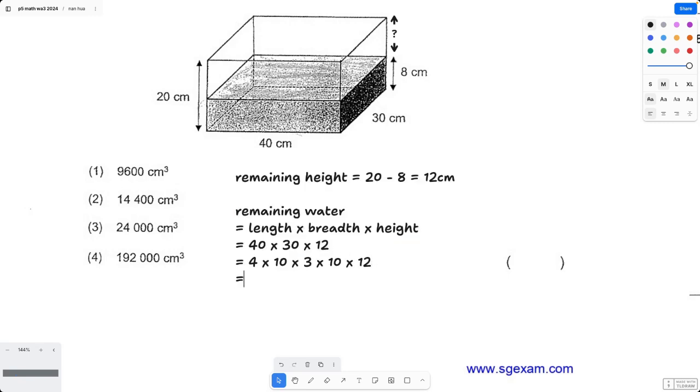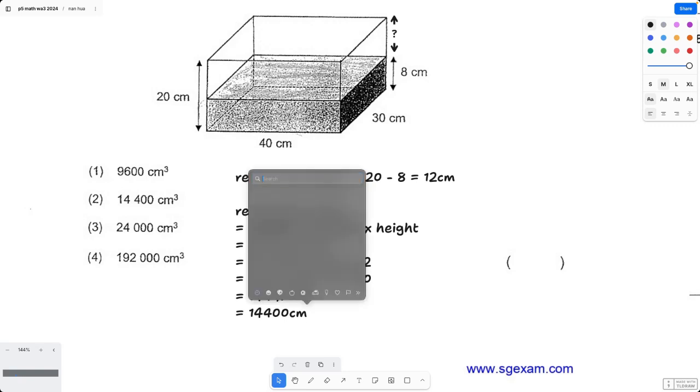So in essence, if we were to move things around, it's 4 times 3 times 12 times 10 times 10. Okay, and then that means 4 times 3 is 12, 12 times 12 is 144 times 10 times 10. We just put 100, and this will give you two zeros at the end of 144, so 14400 centimeter, and then this is cube in this case over here.